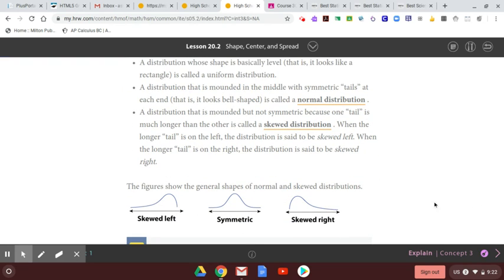Like we said, uniform would just almost look like a horizontal line because all the outcomes are equally likely, where symmetric is our normal. Here's skewed left because the tail, the long end, is on the left. It's not where the mound is, it's where the tail is. And this one would be skewed right.